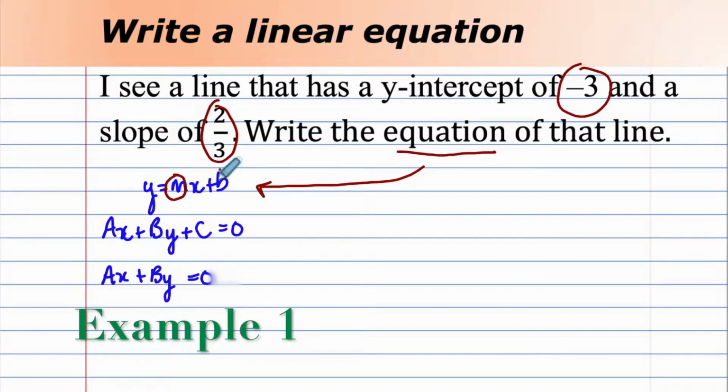Slope is m and y-intercept is b. Y is equal to 2/3 x minus 3.